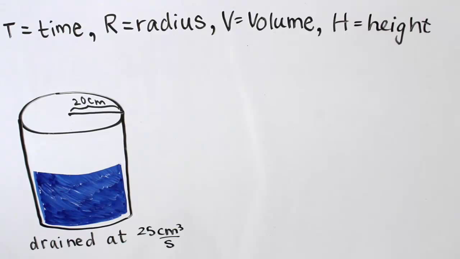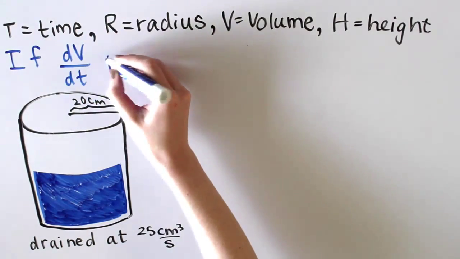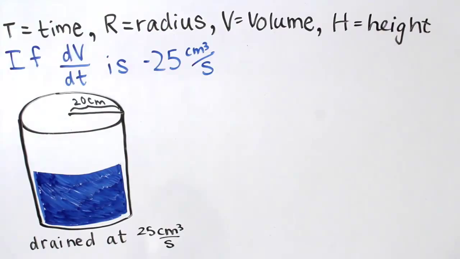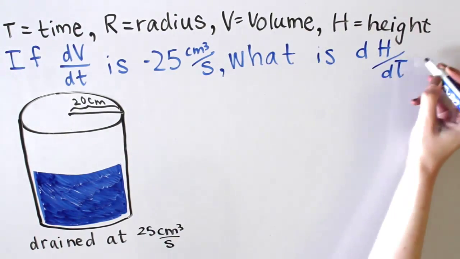What we already know is that the radius is 20 centimeters, and that at the instant we're looking at, dV/dt is negative 25 centimeters cubed per second, because the volume in the cylinder is changing negatively as the water is drained. What we're solving for is how fast the height of the water is changing, and that's just dH/dt.